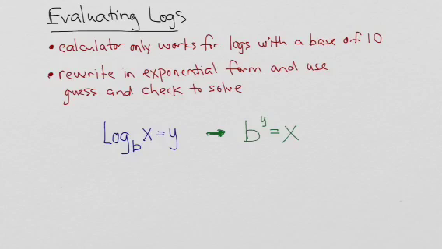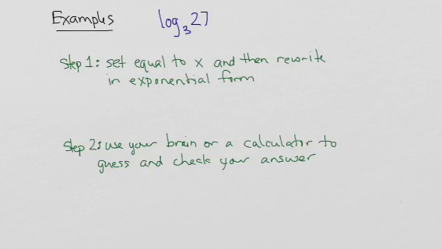So here's our steps. We're going to rewrite in exponential form, and then we're going to use a little guessing and checking to solve. So let's go through an example and walk through the steps. So we got log base 3 of 27. The first thing I'm going to do is set it equal to x.